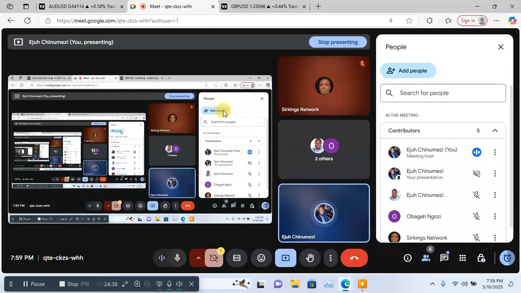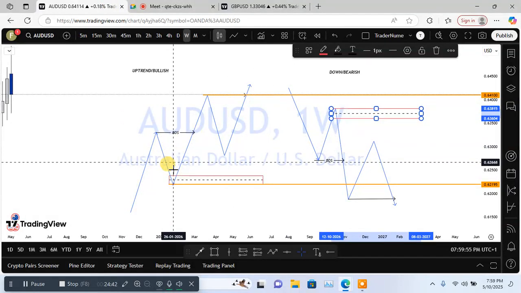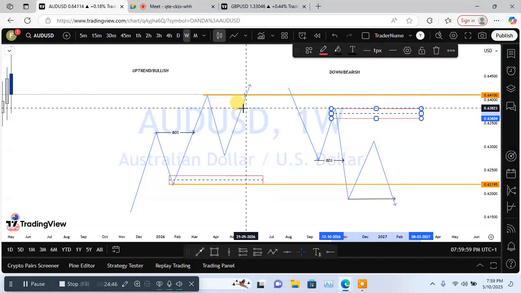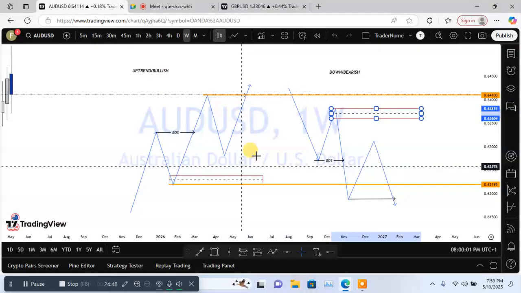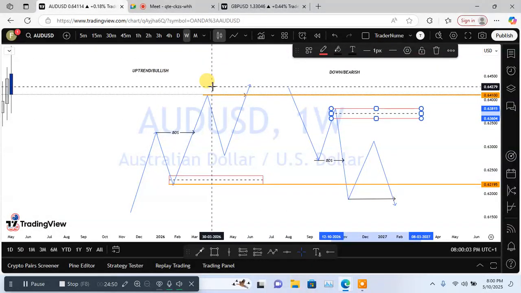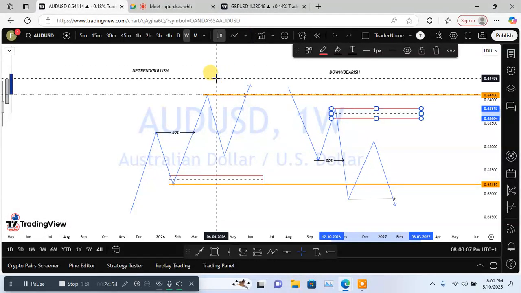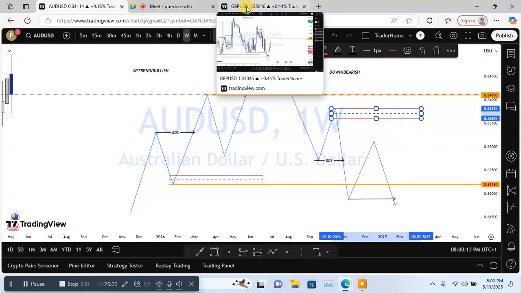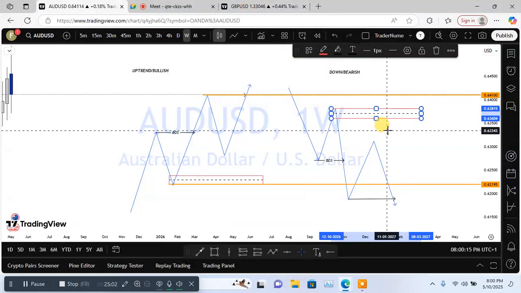All right, so if you have any question on market structure, break of structure, supply and demand, you can ask. But if you understand this class, then we'll close for now and move on to the next topic next week.